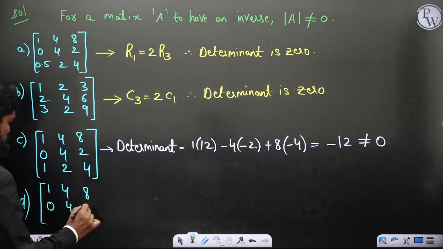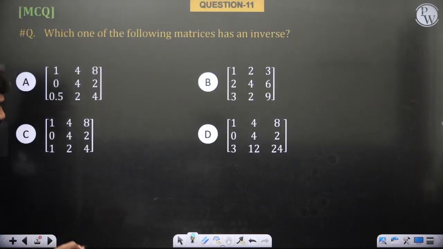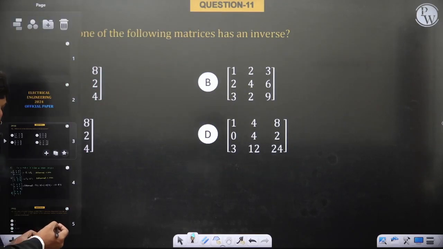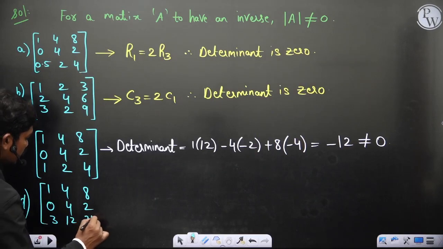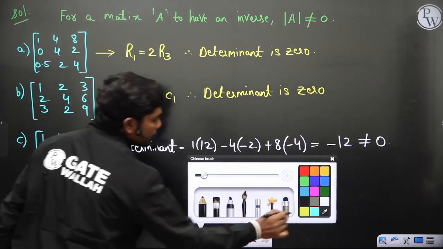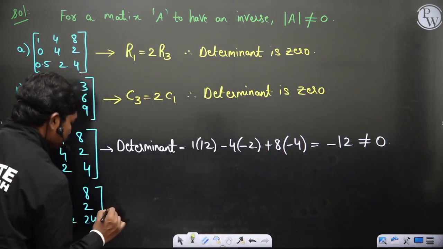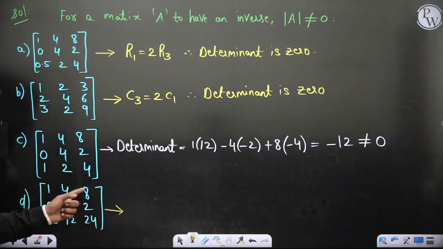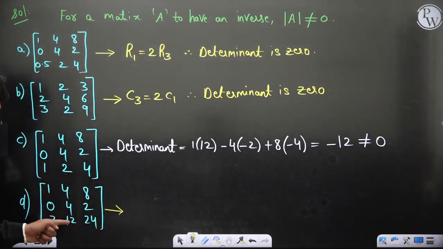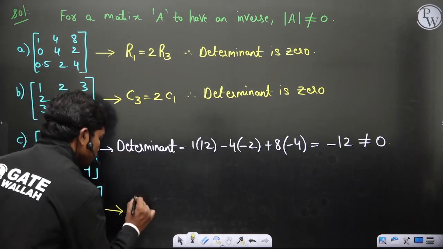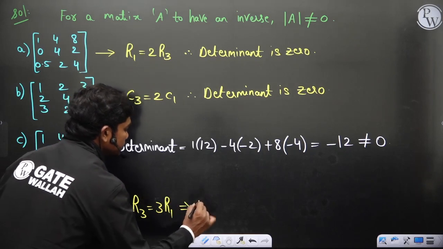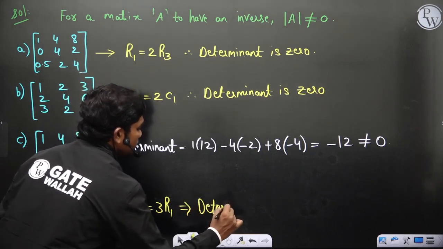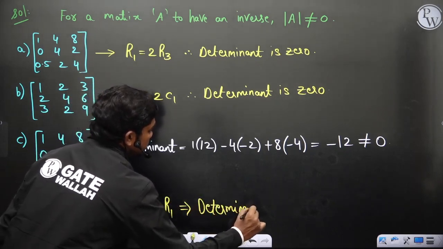Okay, then coming to option D: 1 4 8, 0 4 2, 3 12 24. Here also you can observe one thing. The first row and third row: 3 1s are 3, 4 3s are 12, 8 3s are 24. So here also R3 is equal to 3 times R1. This implies the determinant is 0.